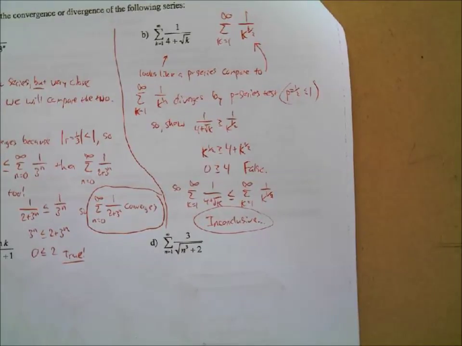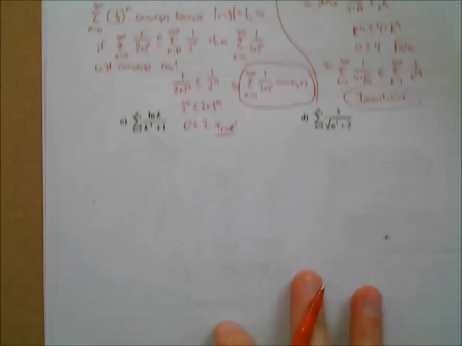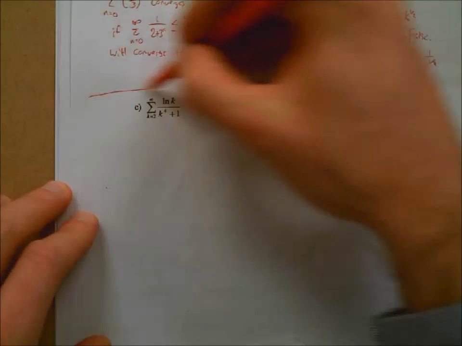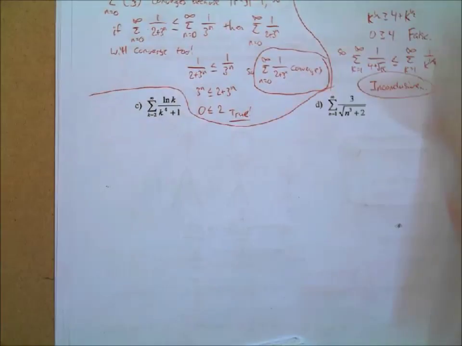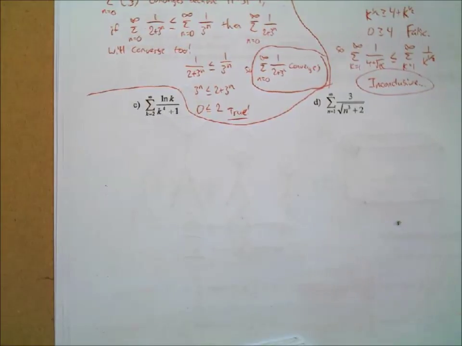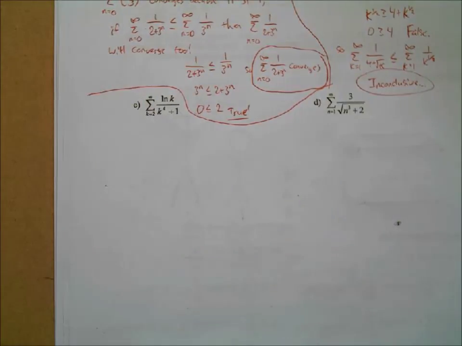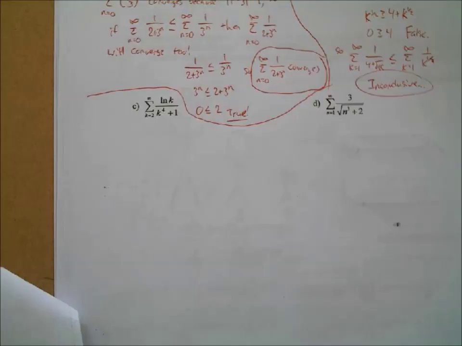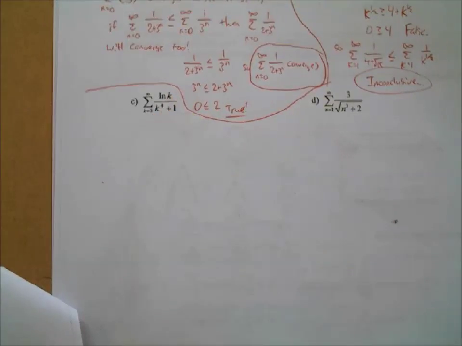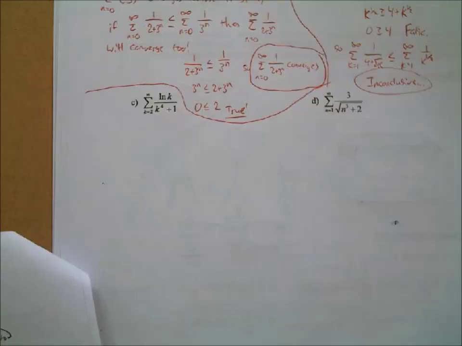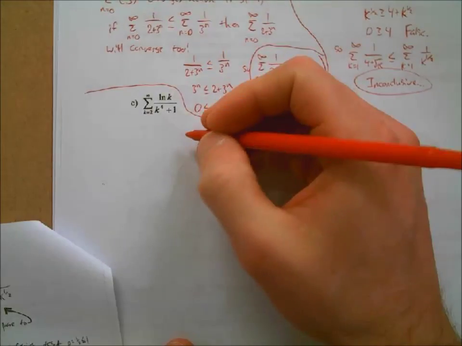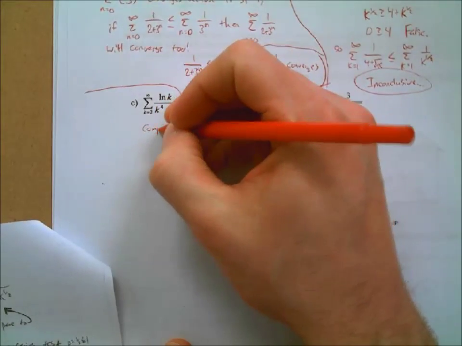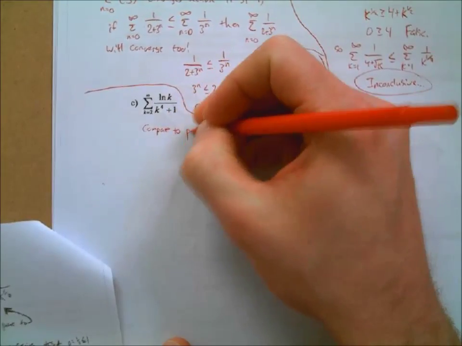All right, so let's look at letter C. So what might we try to compare this to? What can we maybe rewrite this as? Integral test? Possibly. We do have the ln k, but then we have that k to the 4th there. I'm going to say P series here. Okay, we're actually going to try and use a P series again. So again, compare to a P series.